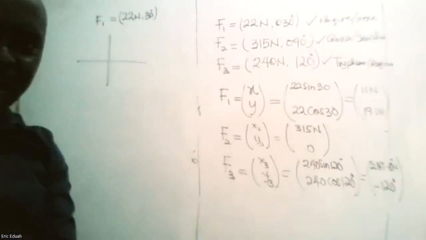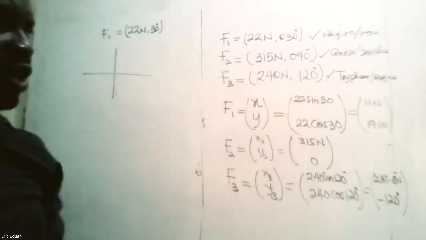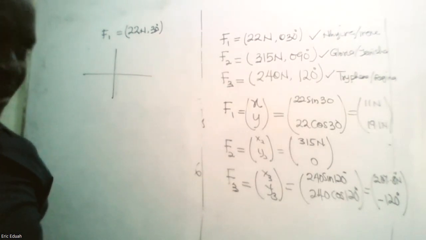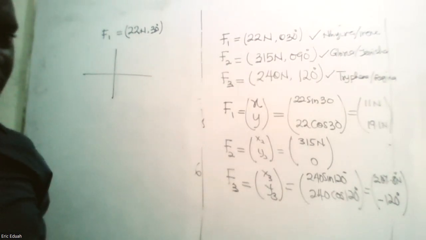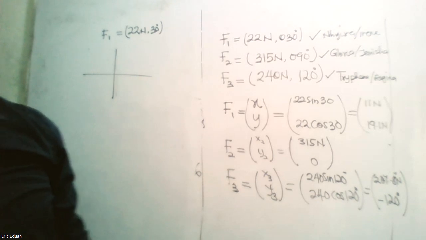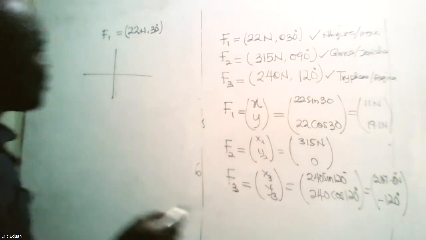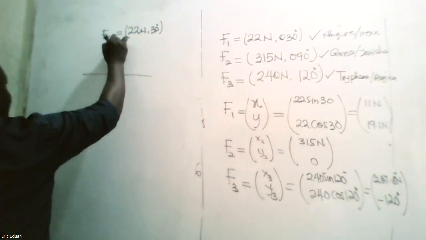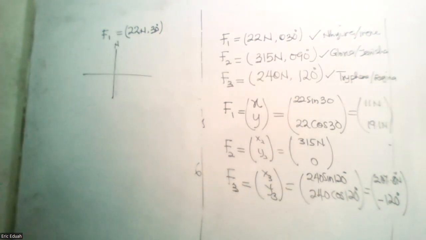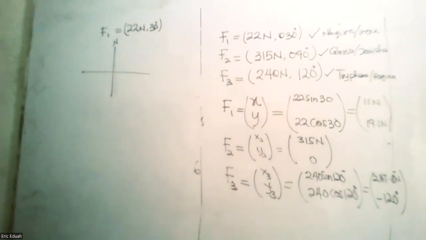Bearings. With bearings, angular measurement is always measured from the north. In trigonometry, it is anti-clockwise from the x-axis, but with bearing, angular measurement is always taken from the north. And force is a vector quantity, so it squarely falls under that.